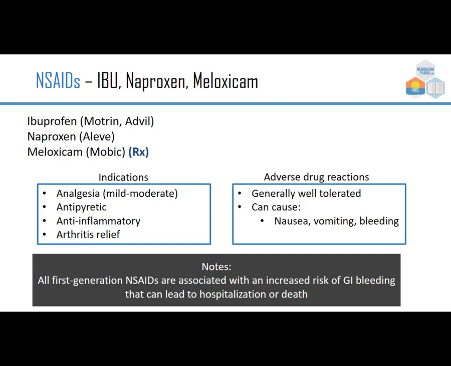On the adverse drug reaction side, they're generally well tolerated, but they can cause nausea, vomiting, bleeding. All first-generation NSAIDs are associated with an increased risk of GI bleed that can lead to hospitalization or death, so you do want to be careful with these.